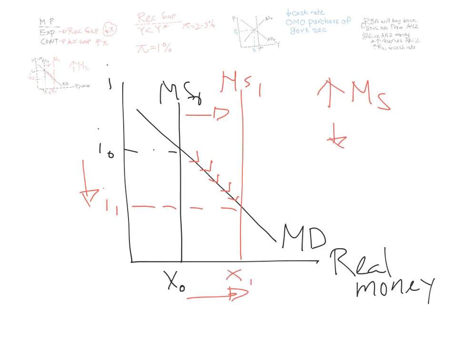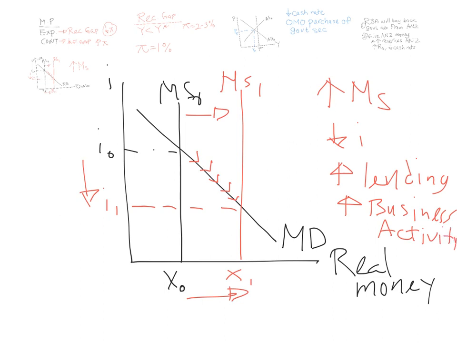There will be a fall in nominal interest rates, and there will be an increase in the amount of lending, which means there will be an increase in business activity. People are borrowing more money. Let's say businesses are borrowing more money. If businesses are borrowing money, this is going to have an impact on aggregate demand.